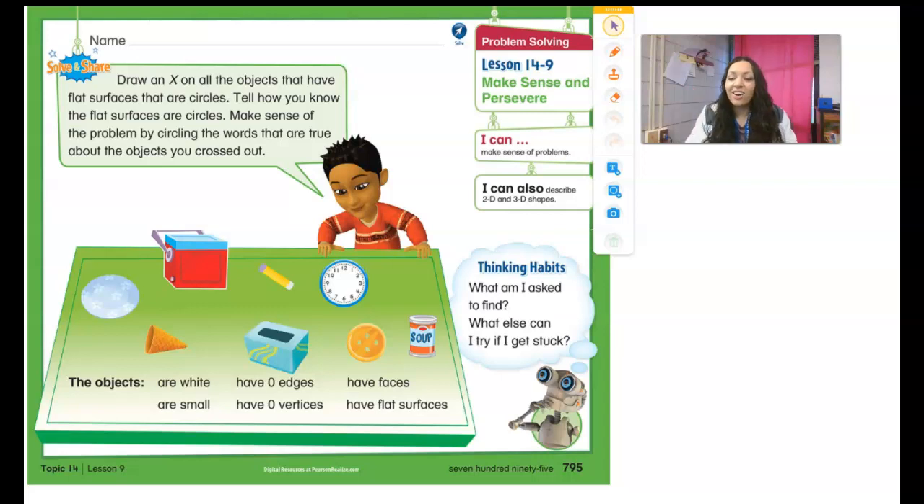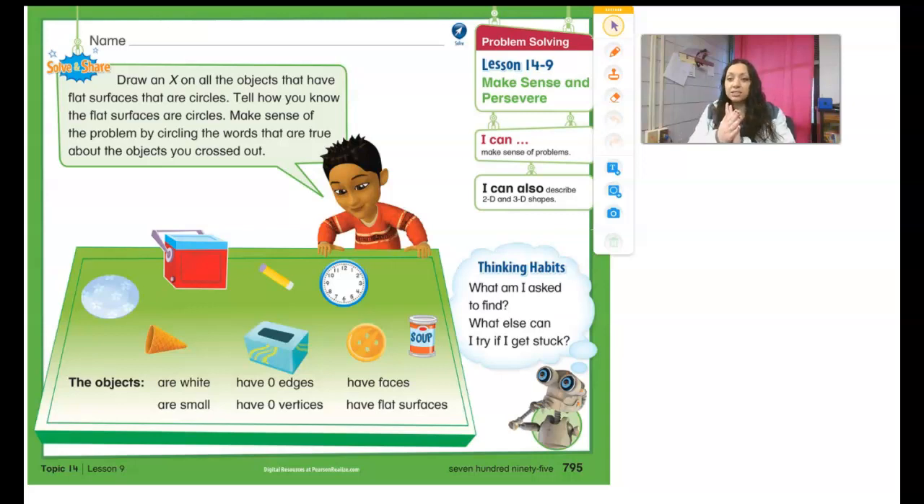Good morning, guys. All right, we are going to do our final lesson of section 14, and it's called Make Sense and Persevere, which means we're just going to be working on problem solving. So you have to really think about these problems, okay? Our solve and share today says draw an X on all of the objects that have flat surfaces that are circles. So let's think about that.